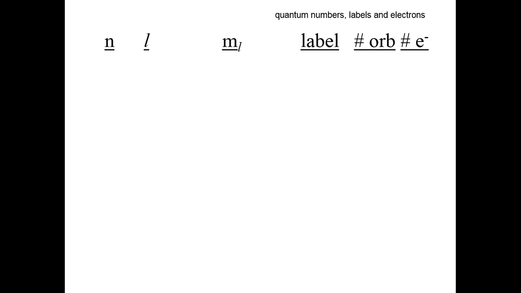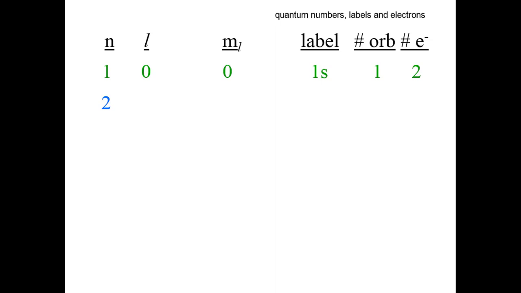As with the Bohr model of the atom, the lowest value of n is n equals 1. There is only one allowed value of L, which is 0. When L equals 0, the only allowed value of m sub L is 0. The label we give to the orbital with this combination of quantum numbers is 1s. There is one orbital with the 1s label. Recalling that the m sub s quantum number can take on two values, plus 1/2 or minus 1/2, there are two electrons in the 1s orbital.